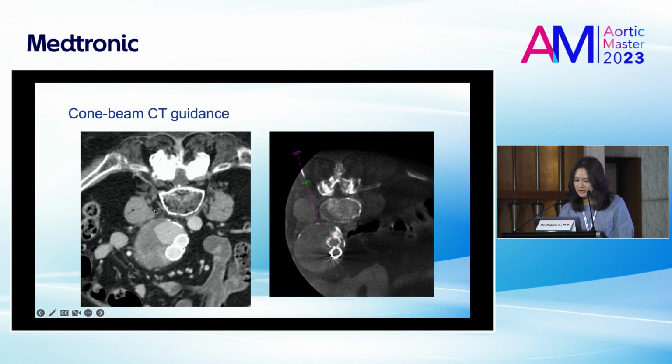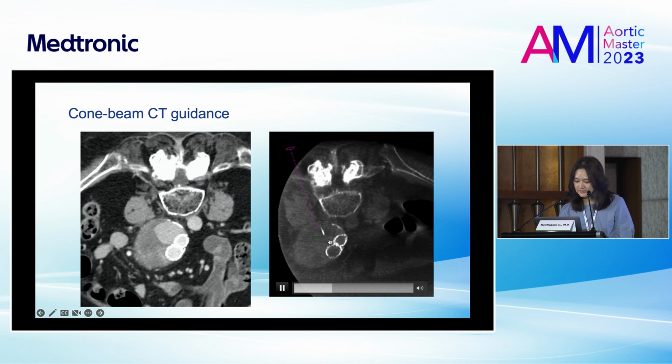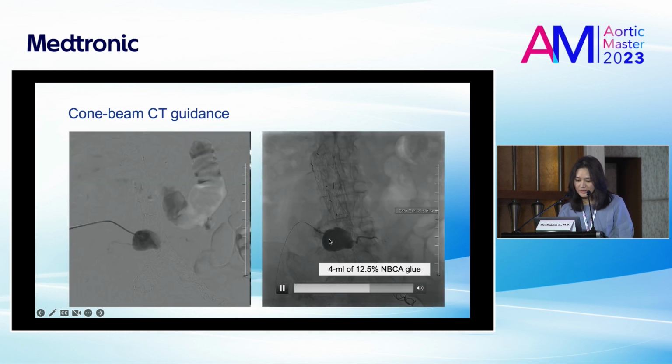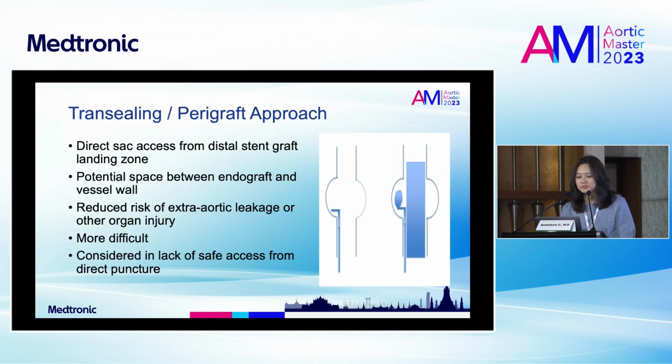It's translumbar to guide the needle to the endoleak sac here and fills the space with glue. Another approach is the transsealing or perigraft approach.